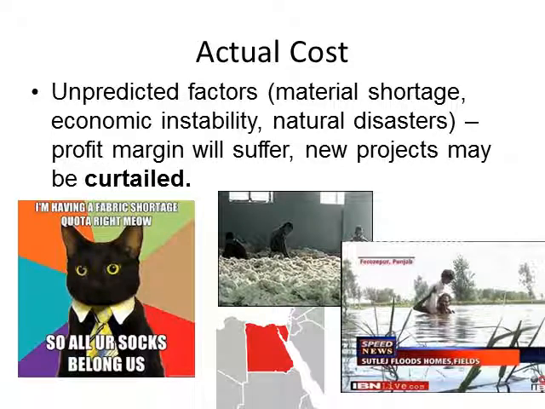Another thing that comes into account when you're determining the actual costs is unpredicted factors. Like there may be material shortage, there may be some economic instability, there may be natural disasters. And if any of this happens, the profit margin will suffer and new projects may be curtailed. So like in Egypt, there was a cotton shortage a couple years ago, which put a lot of production at a halt, which significantly increased the actual cost of final garments being produced because they had to wait. Timelines were extended.